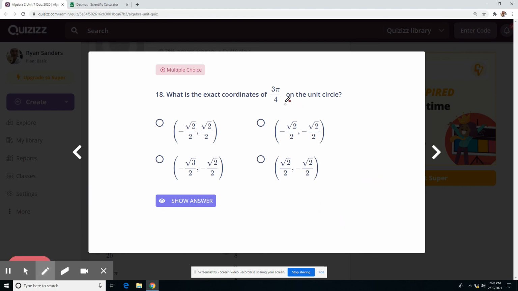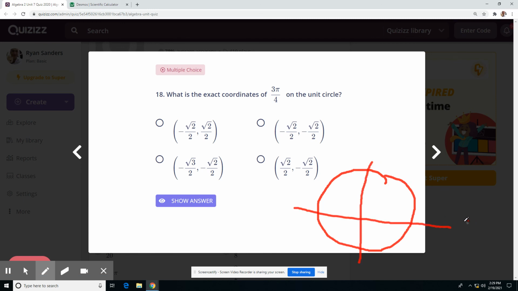Exact coordinates of 3 pi over 4 on the unit circle. Just think about what we've been talking about. This is 0 and 2 pi. This is pi over 2. Pi and 3 pi over 2. And then you would think about these as the X and Y's and see which ones land in the quadrant that you need. If there's more than one answer, then you would have to do the reference angle and calculate it that way.